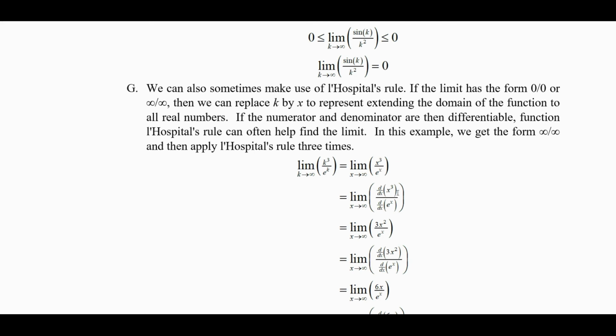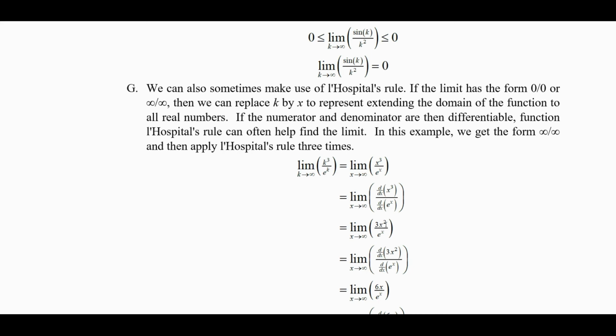Since I made this a continuous function of x on the top and bottom of the fraction, it's actually a differentiable function, so I can take the derivative. So the derivative of x cubed is 3x squared. The derivative of e to the x is e to the x. Well, now I do that limit, and it's still going to infinity over infinity, so I'll use L'Hopital's rule again.